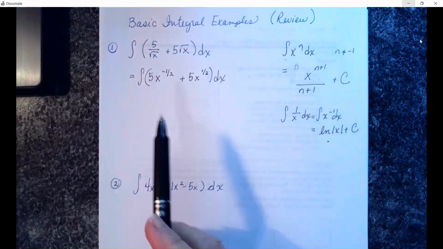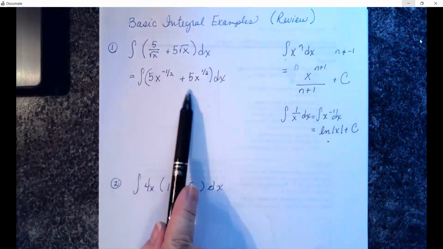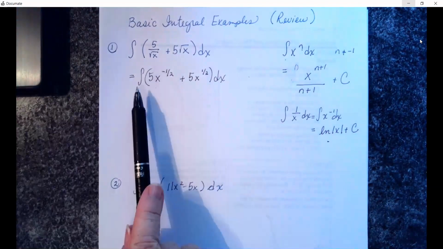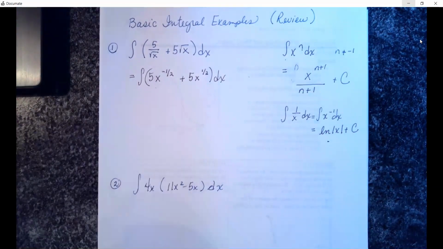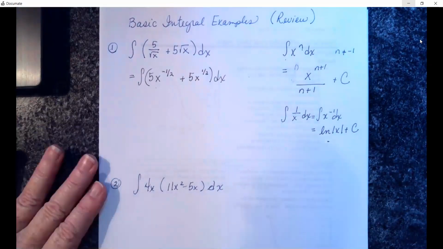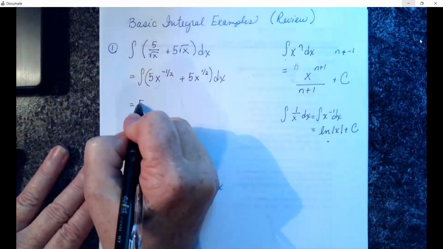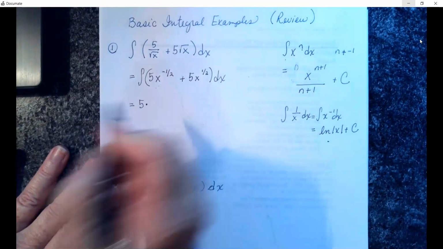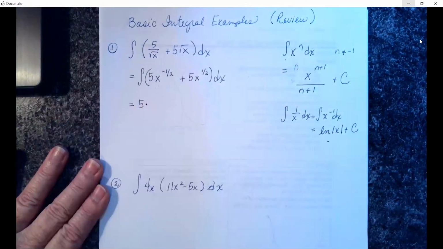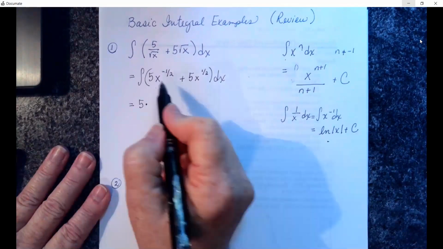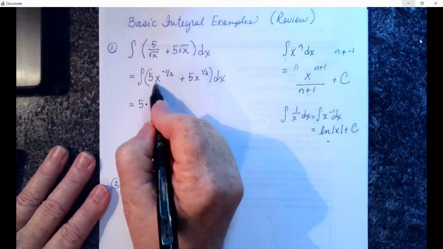Now, going back to your Cal 1 techniques, remember the integral of a sum or difference is the sum or difference of the integrals. You just integrate each function and add them together. Since it's a multiple of 5, that is going to be a freebie and come along. And then we're going to integrate x to the -1/2 dx.